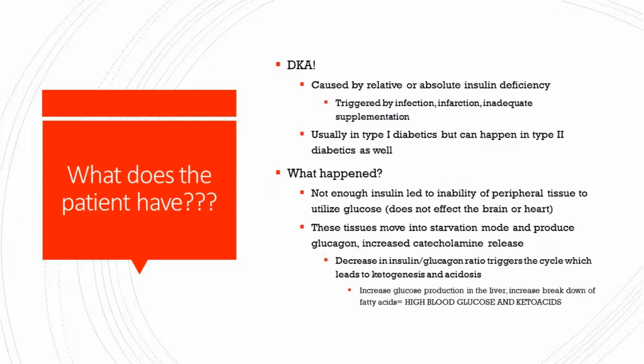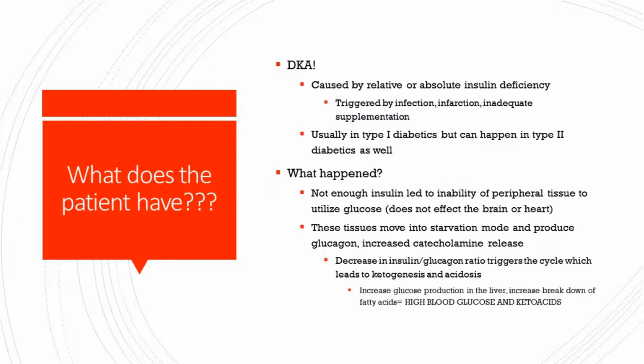So it creates this feedback loop where the peripheral tissues can't use the glucose that they have, so the glucose levels continue to go up. The glucagon is produced, epinephrine, other norepinephrine are produced. They cause fatty acid release, so lipolysis, and then those things together create ketogenesis. Okay? So any questions about that?